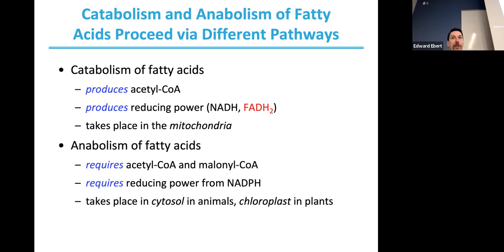Where does our fatty acid oxidation take place? Yep, mitochondria. There we go. That's all good. So what we've done is we've separated these two opposite processes, so we don't have a futile cycle going on. We break it down in the mitochondria and we build it up in the cytosol.